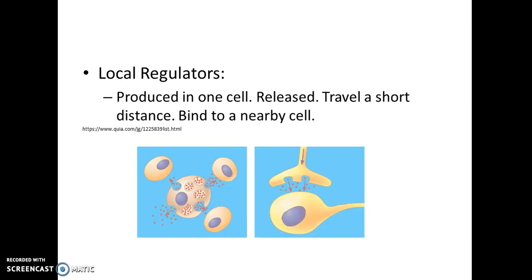Now, local regulators are substances that are produced in one cell, released from the cell, travel a short distance and bind to a nearby cell. So we have right here a diagram of one cell producing local regulators that will bind to the receptors of other cells here. This right here is a neuron, and the space in between is a synapse. That's an example of a local regulator in which the neurotransmitters are dumped into the space here, which affect the next neuron.